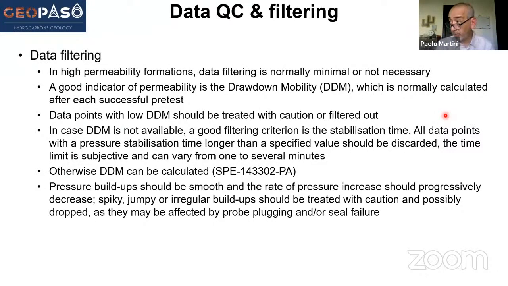Data points with low drawdown mobility should be treated with care or just filtered out in order to obtain, let's say, a more precise interpretation. If the drawdown mobility is not available, you can also use time. So you set a time limit and you basically drop all the points that have been stabilized above that time, right? And this can be very, very subjective.